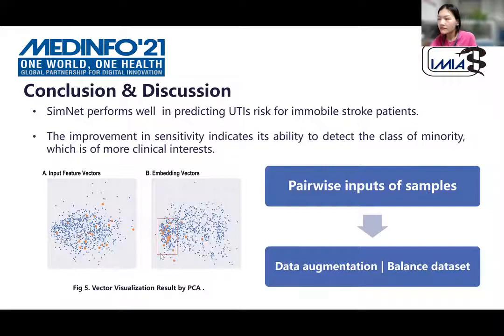Furthermore, the ability to reuse samples in the training set might also help enhance the prediction of the SimNet. And this is all the presentation.